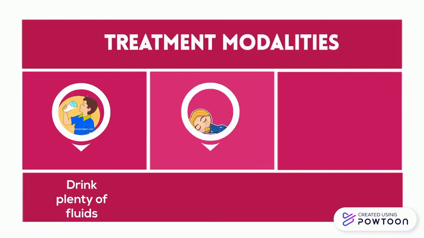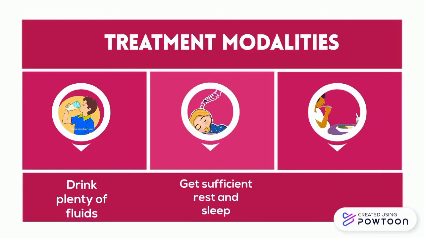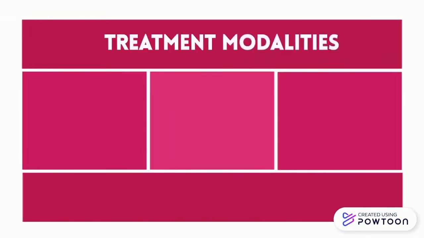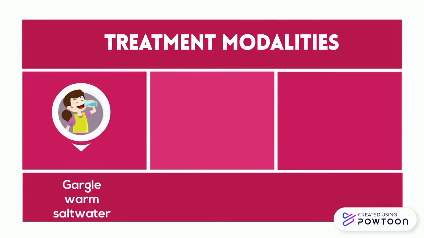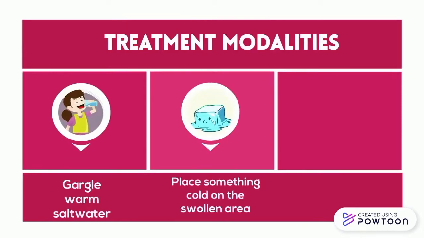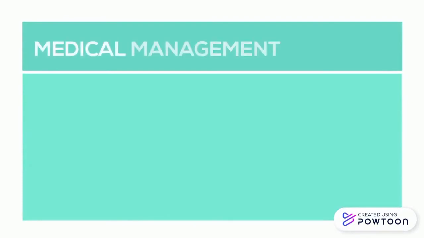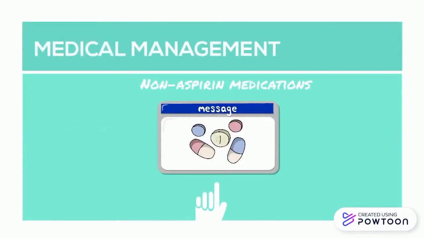Get sufficient rest and sleep. Eat mushy or liquid food, as chewing might be painful. Gargle warm salt water. Place something cold on the swollen area in order to alleviate the pain. Medical management. Non-aspirin medications such as acetaminophen and ibuprofen can be used to bring a fever under control and help with pain from swollen glands.